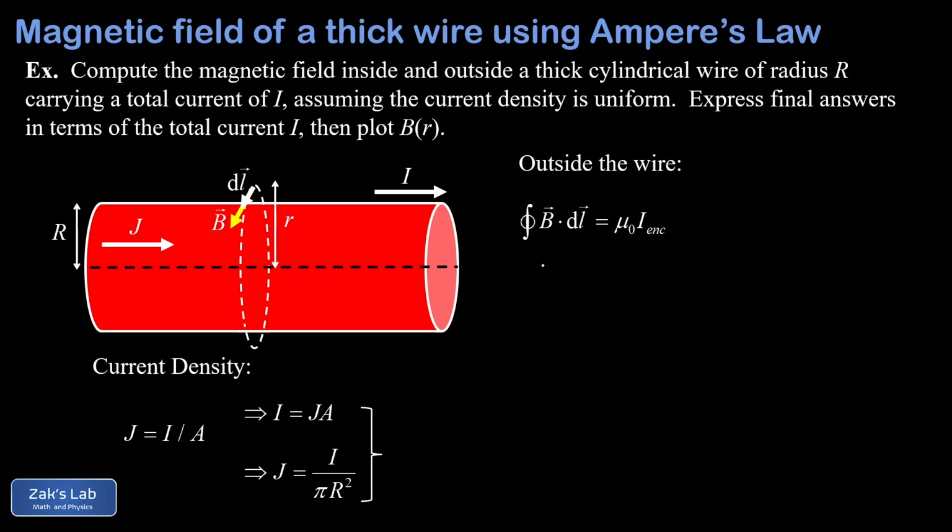And I can factor the B out, and the left-hand side reduces to just B times 2 pi little r once again. And this time the right-hand side is super easy because the enclosed current is just the entire current flowing through the wire, which is capital I. So we quickly find this time that B out, the magnetic field outside of this cylindrical wire, is mu naught I over 2 pi little r. So this is the same result we already found for a thin wire in the previous video, and I'll post a link to that derivation at the top.